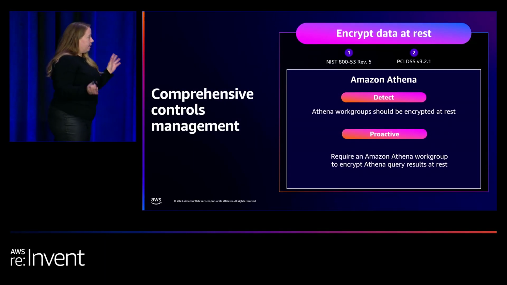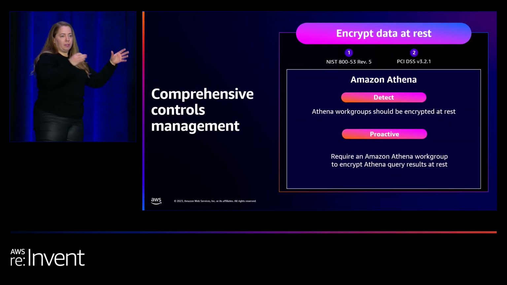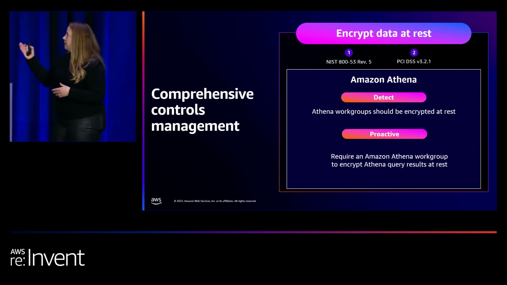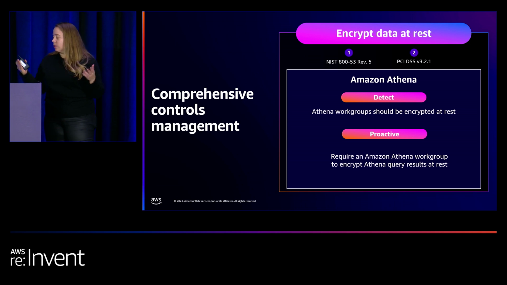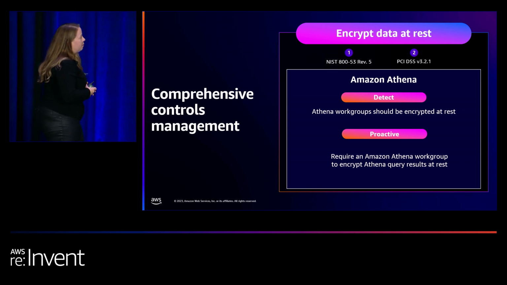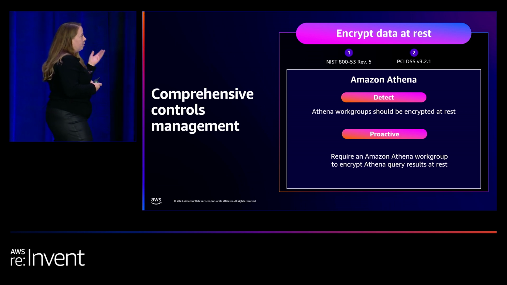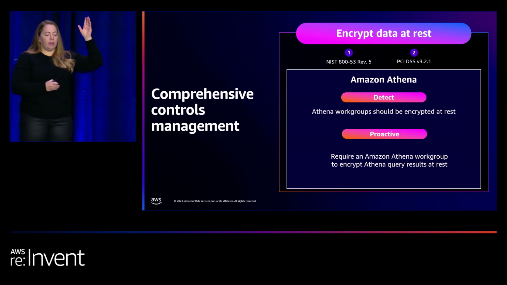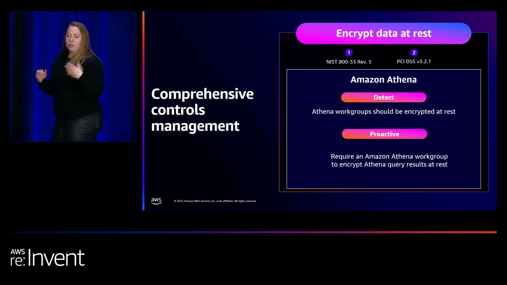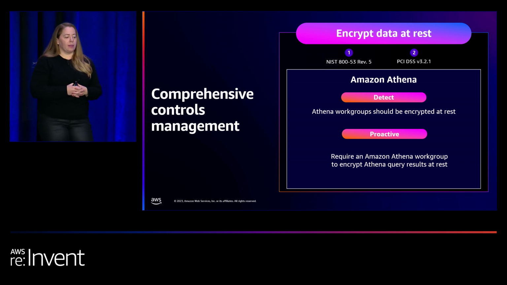So I want to take a little bit of a step back. We've talked a lot about the different types of controls, frameworks, and control objectives, but I wanted to give you an example of how this works. The control objective that we're trying to meet is to encrypt data at rest. It's tied to 2 different frameworks, NIST and PCI, and the service that we're trying to protect is Amazon Athena.